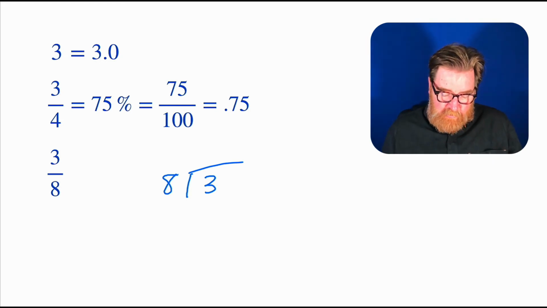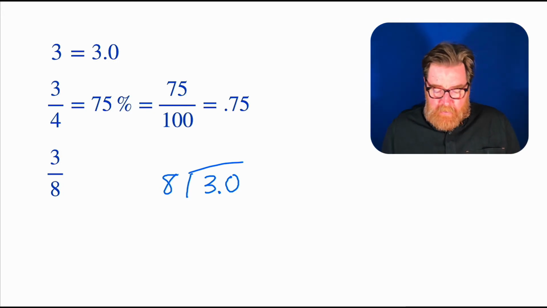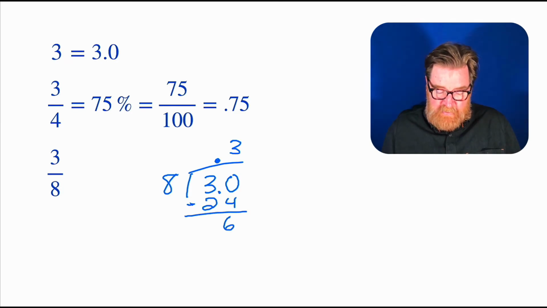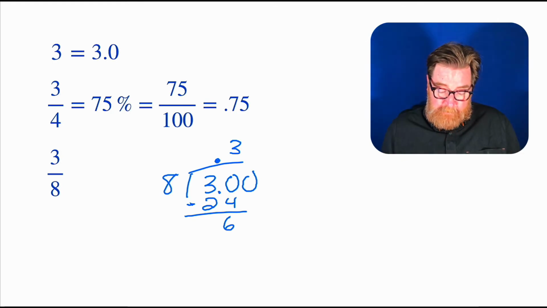Well, 8 doesn't go into 3, so let me drop that decimal point. Hey, we're using that top fact. 3 is really the same as 3.0, and let me put the decimal up there. So 8 goes into 30. Yes, it does. 3 times 8 is 24. We can subtract it. We get 6. Let me drop another 0, right? We can tack on zeros on the end all day if we want.